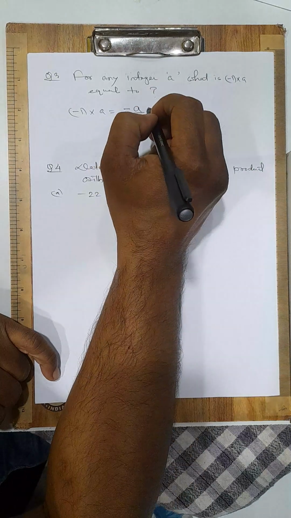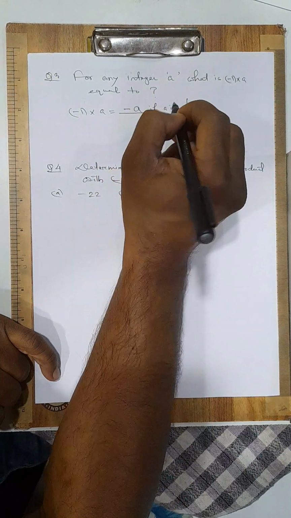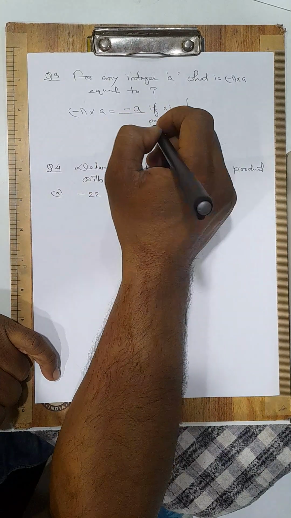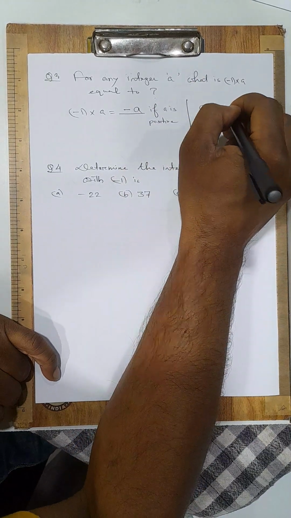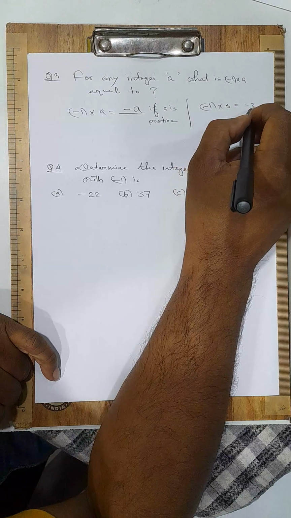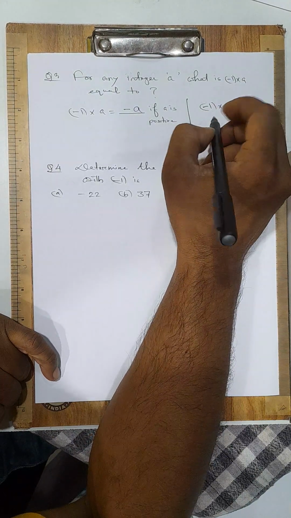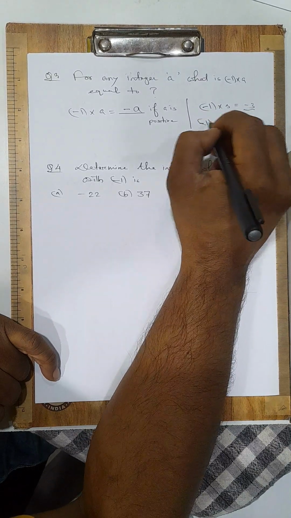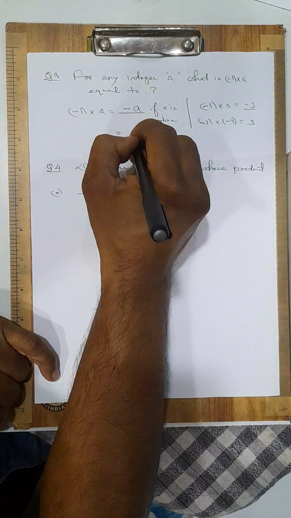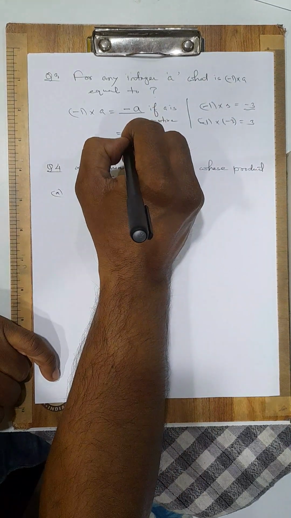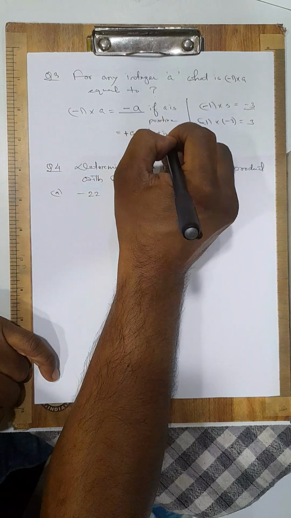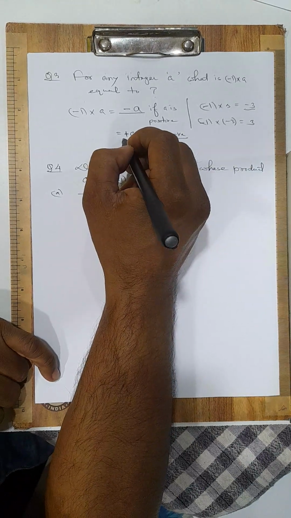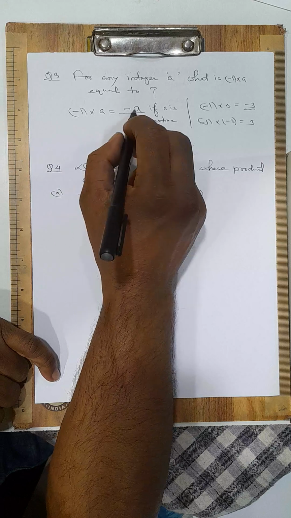Now, this is true when a is a positive integer. Say for example, minus 1 multiplied by 3 equal to minus 3. So the product is negative when a is positive. But you see, when a is negative, say for example minus 3, then the answer will be minus minus plus. So the answer is plus a if a is negative. If a is negative, then the answer is plus a. If a is positive, the answer is minus a.